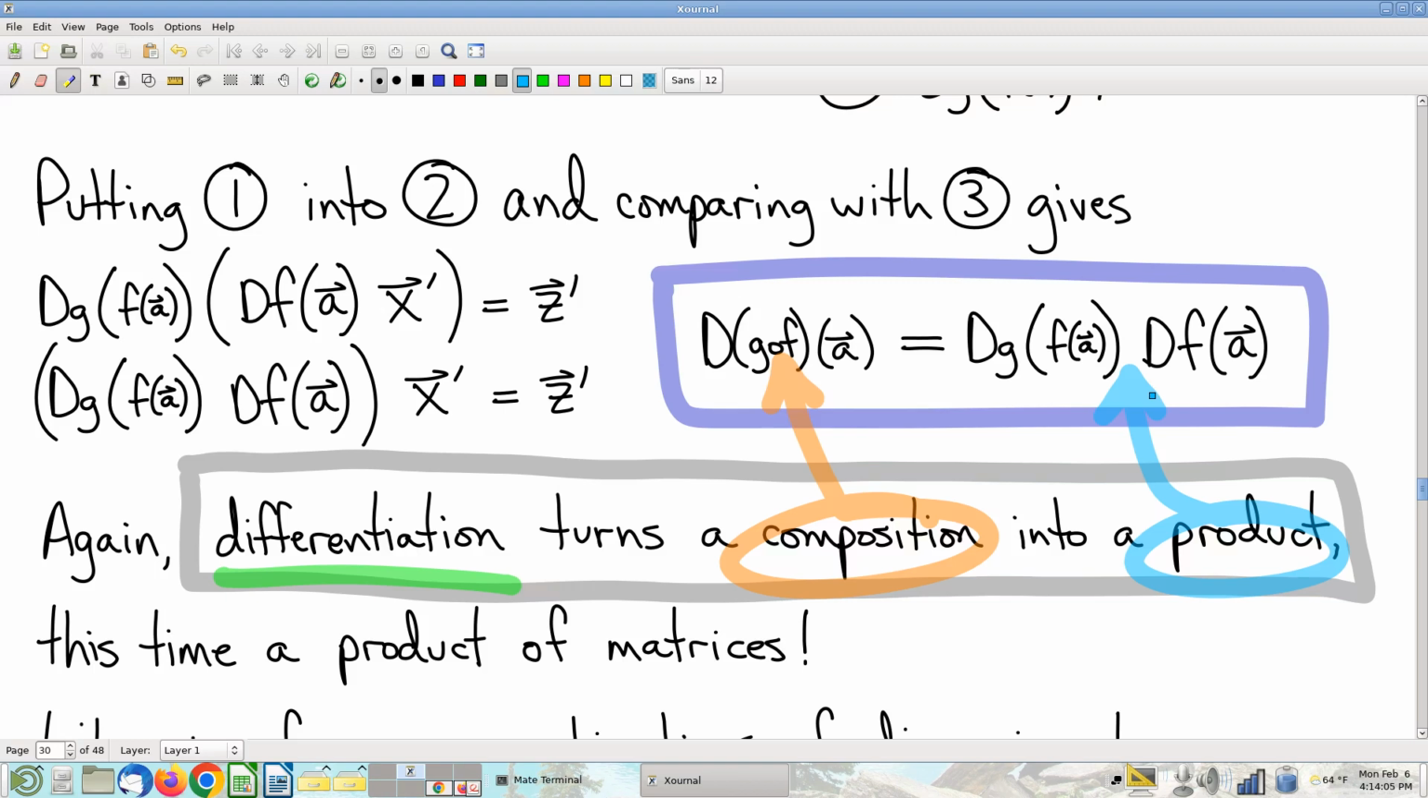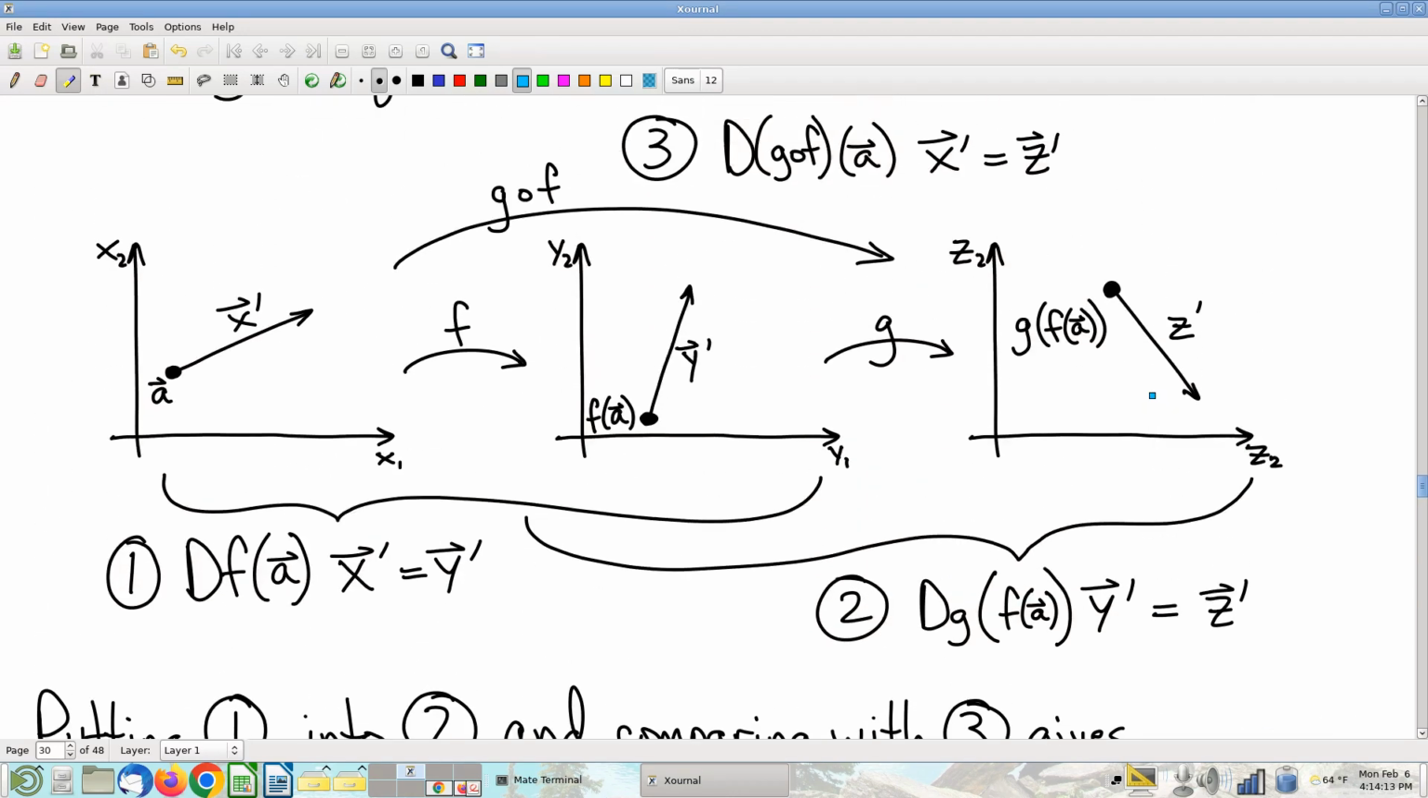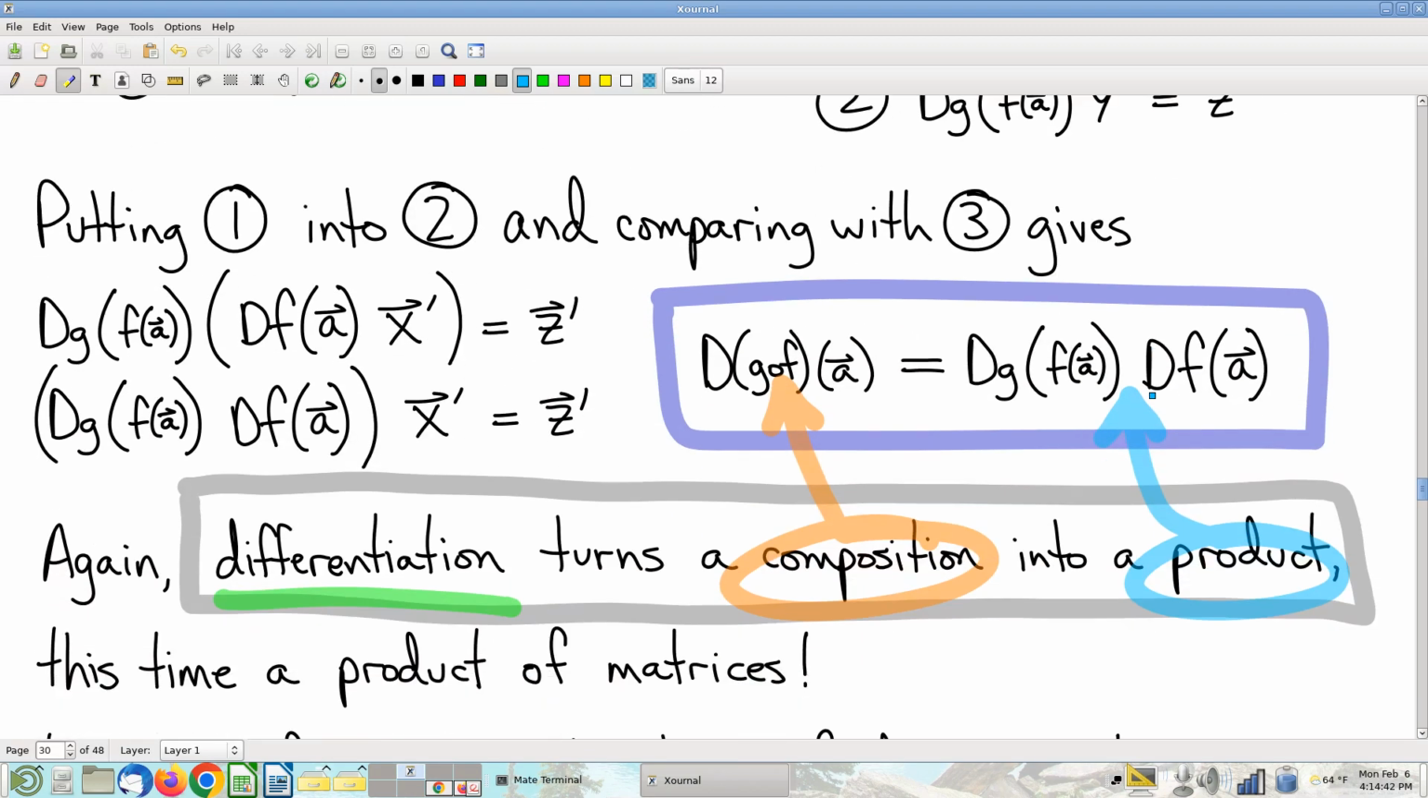Okay. So ultimately, again, I like to point out this is really not that big a deal. If you think about things from a vector's point of view, how do I turn this vector into that vector? Well, multiply by the df. And then once I have that, how do I then further turn that into this? Well, multiply by dg. So altogether, if you want to turn x prime into z prime, namely if you want the derivative of the composition, well, first multiply by df and then multiply by dg. And that's exactly what this says right here.